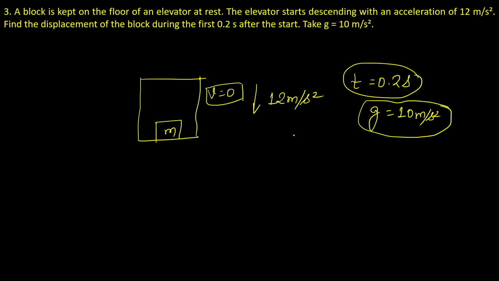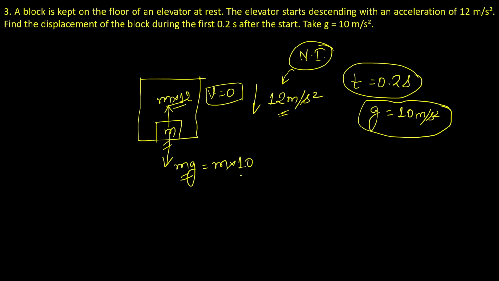Okay, so let us see what the question is basically asking, and let us attempt it. This is mass m. Initially the lift was at rest, v is 0, and suddenly it started to descend with an acceleration of 12 meters per second square. So again this is a non-inertial frame because it is accelerating, and because of this we have to add a pseudo force in the opposite direction, m into 12, and another force that will act on this mass will be mg, and g is 10, so m into 10. And if there is a normal, then the normal will be in this direction. So let me write the force balance.